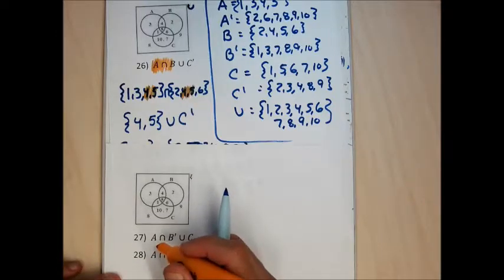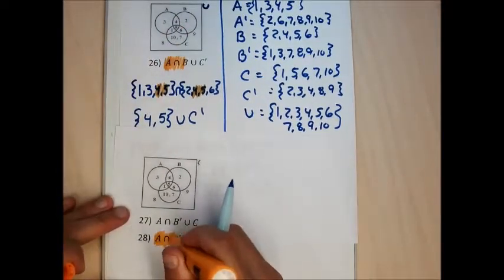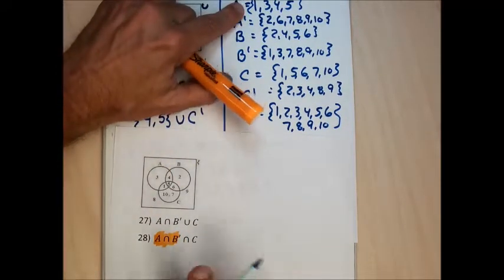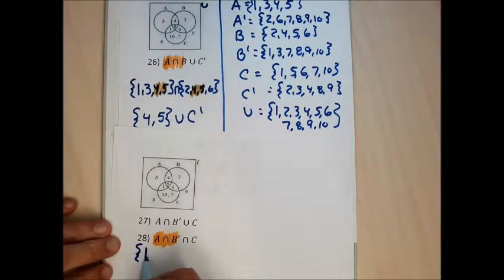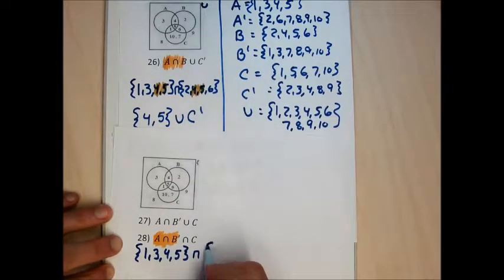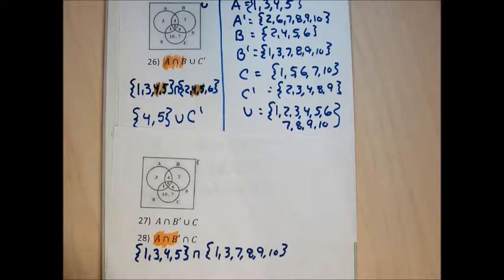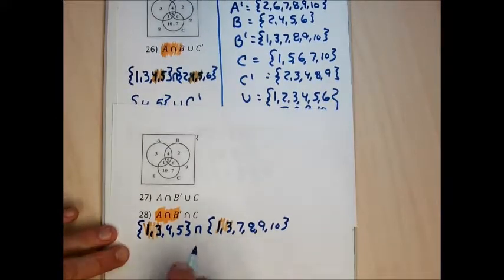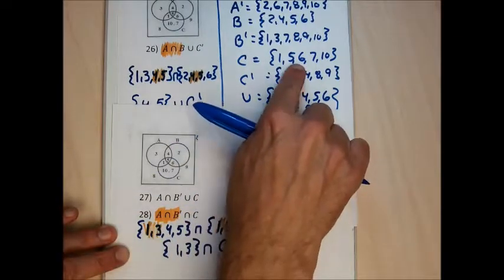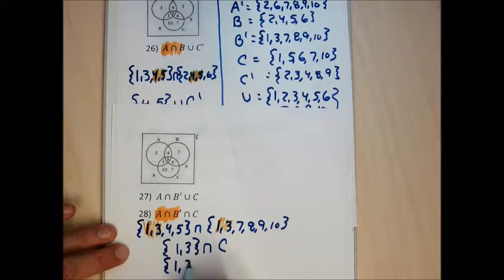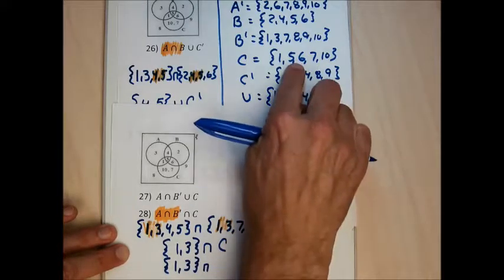And in 28, the first thing I'm going to do is A intersection B complement. To do A intersection B complement, I take the A set that contains the numbers 1, 3, 4, and 5. I intersect that with the B complement set, which is a set containing 1, 3, 7, 8, 9, and 10. When I intersect two sets, I write what the sets have in common. Those two sets have 1 and 3 in common. So the first thing I'm going to do is replace the A intersection B complement with the set containing 1 and 3. And then I'm going to intersect it with C. To intersect with C, I need to replace the C with what it's equal to. So in place of the symbol for C, I'm going to put the set 1, 5, 6, 7, and 10.